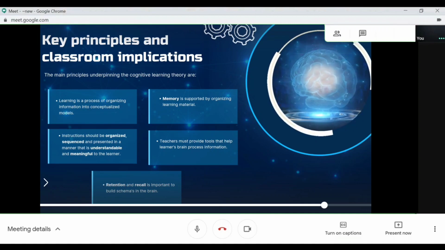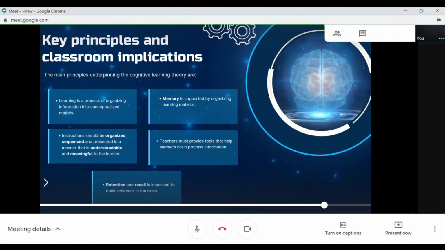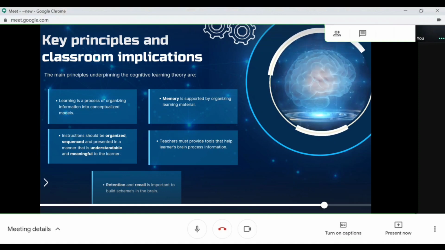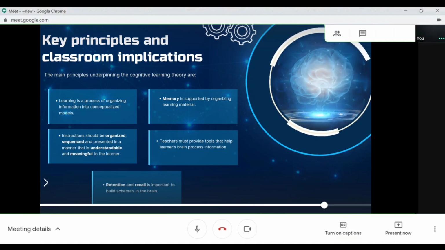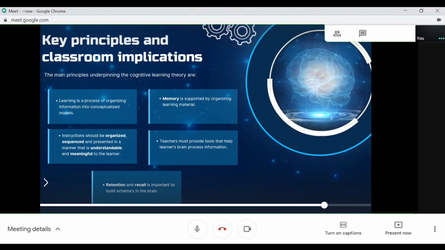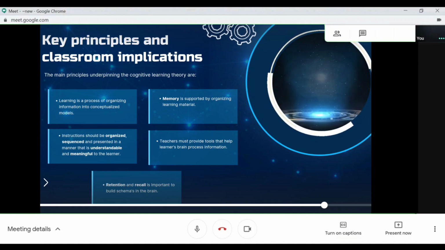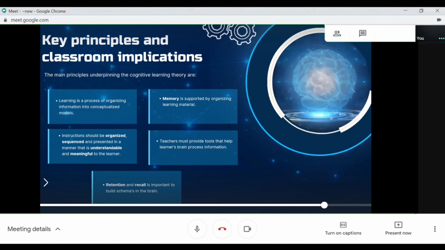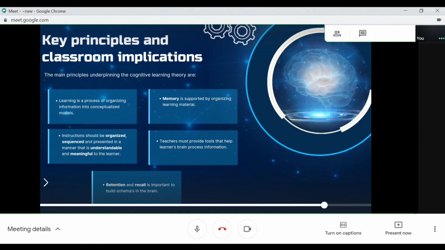The next one is instruction should be organized, sequenced, and presented in a manner that is understandable and meaningful to the learner. To be clear and meaningful to the learner, you should know the skills of your students. You should identify and understand what your students know and don't know. In order to understand something, students should know the basics before they jump to a difficult topic. For example, you instruct them to solve long division and you don't know that they don't know basic division or even subtraction.